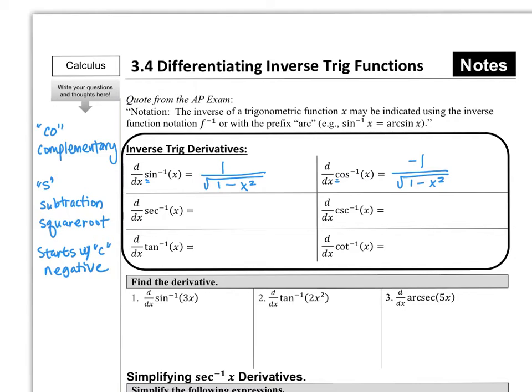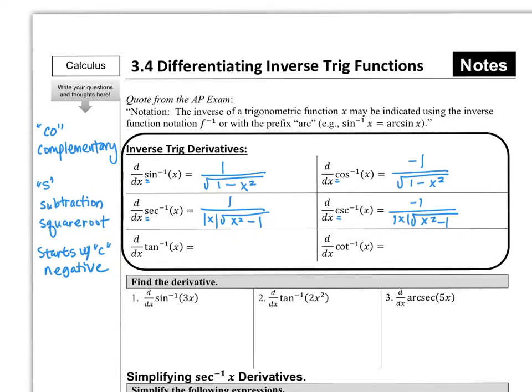The derivative of the inverse secant is 1 over the absolute value of x, square root of x squared minus 1. So I know that looks really crazy. Lots to remember. The cosecant one is the same thing, only negative. So they both have subtraction in it. These have the square root. You look whether it has the C or the S. Sometimes that helps to remember.